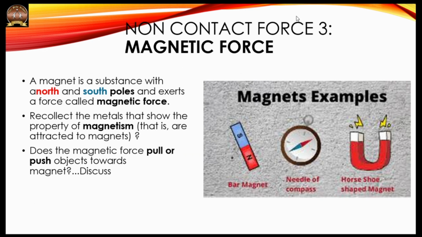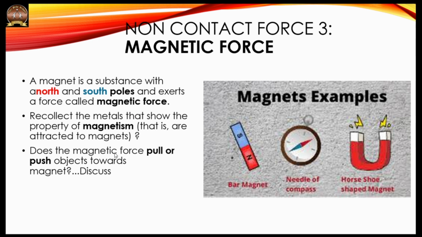Now let's learn about the non-contact force, that is the magnetic force. A magnet is a substance with a north pole and a south pole. A magnet is a substance which exerts a force called a magnetic force upon other substances which are magnetic. And what are these other substances which are magnetic? We have learned that iron, cobalt, steel and nickel are all naturally magnetic substances. Every magnet has a north pole and a south pole.